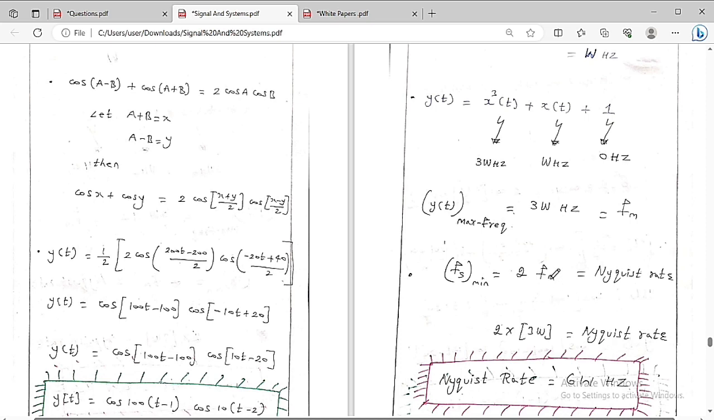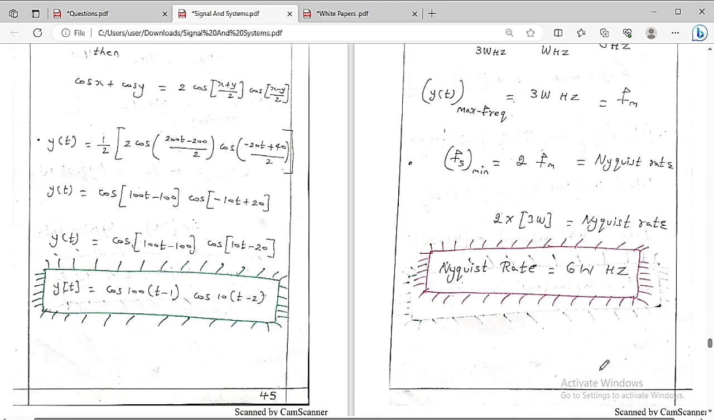So 2 into what is the FM? 3W. So if you solve this one, we are going to get 6W. So the Nyquist rate or the Nyquist sampling frequency is equal to 6W, which is the correct solution of this question. And I've already told you so many number of times.